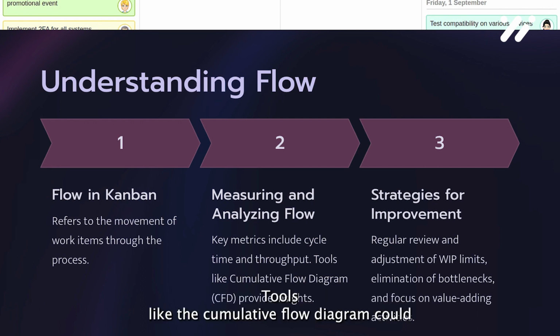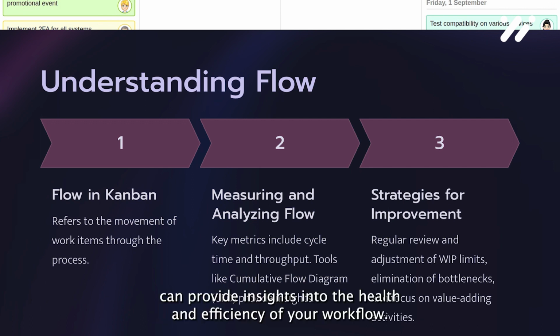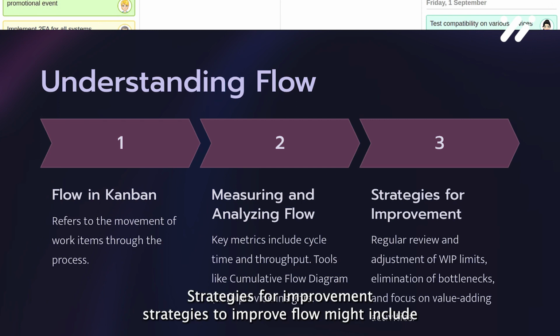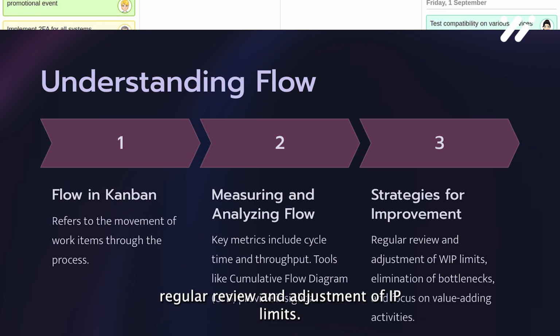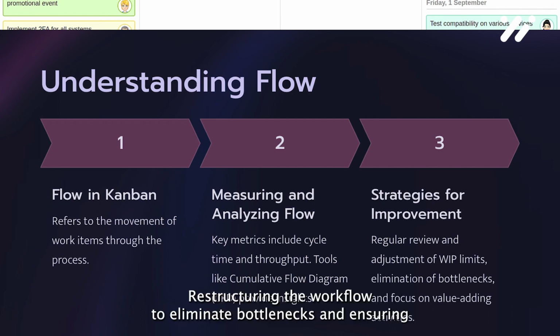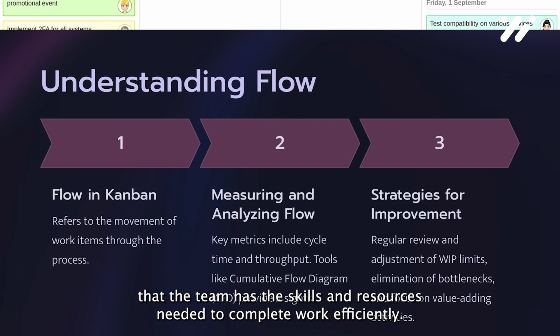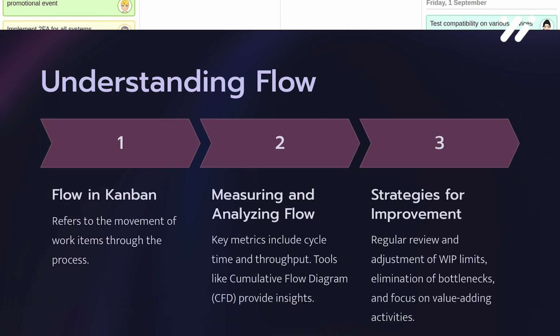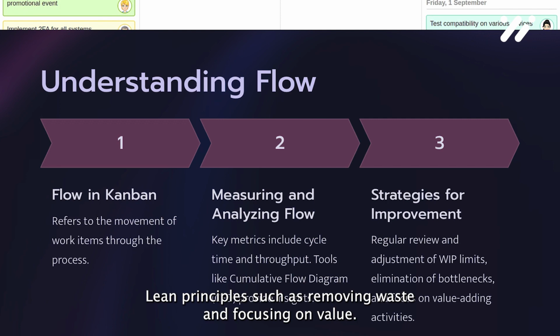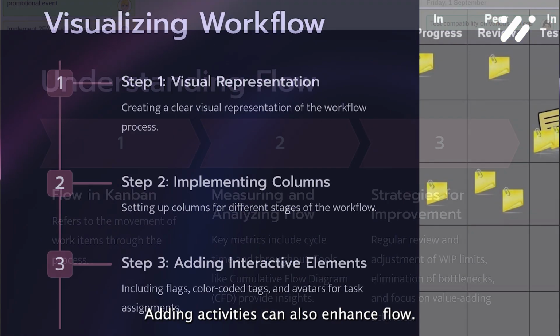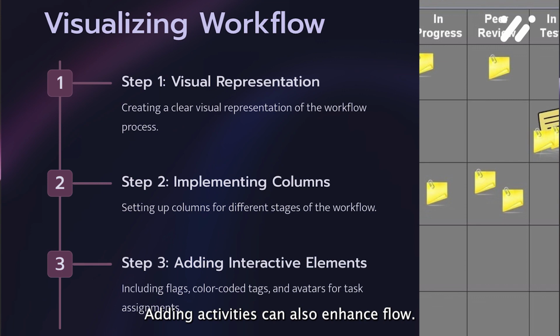Tools like the cumulative flow diagram, CFD, can provide insights into the health and efficiency of your workflow. Strategies for improvement. Strategies to improve flow might include regular review and adjustment of WIP limits, restructuring the workflow to eliminate bottlenecks, and ensuring that the team has the skills and resources needed to complete work efficiently. Lean principles such as removing waste and focusing on value-adding activities can also enhance flow.